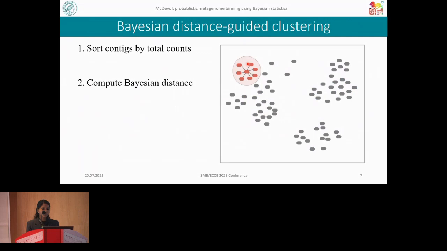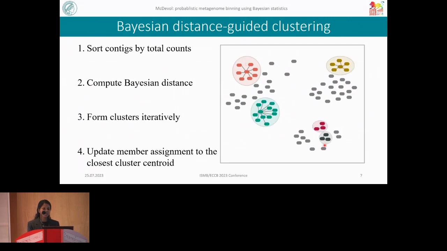In the subsequent iteration, if a cluster centroid finds a member that is already part of a previous cluster but has a shorter distance than the previous cluster centroid, we update the cluster association of that member. In this way, we obtain clusters with a complexity of contigs times clusters, which gives us speed and memory efficiency.